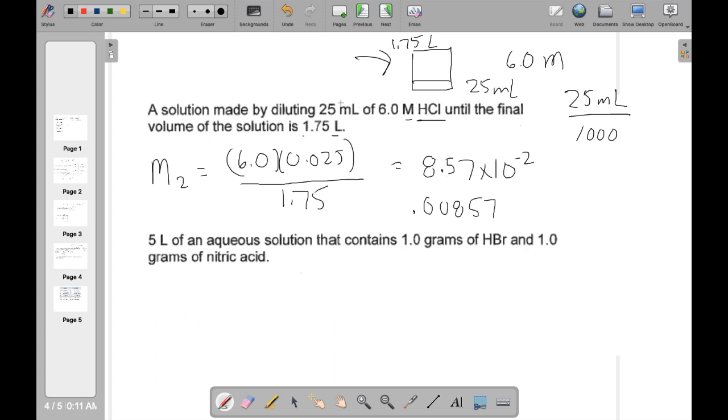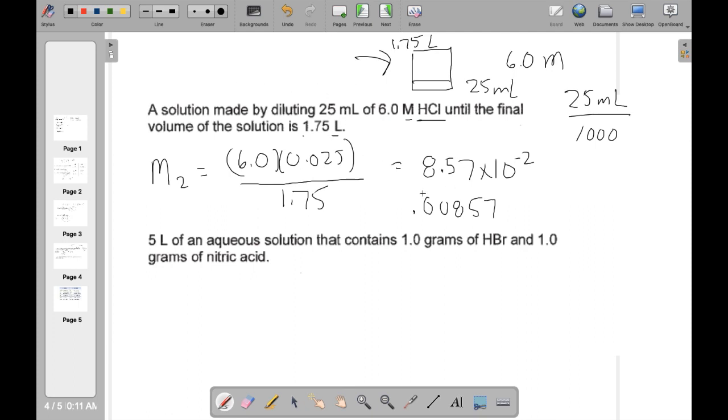Well, when I had very little of my solution, I only had 25 milliliters, which is not much. It was 6 moles per liter, so it was very concentrated. When I added a lot more of my water, my solvent, it's going to dilute that. So this number should be smaller than 6. It should be a lot smaller, and it is. So that makes sense.